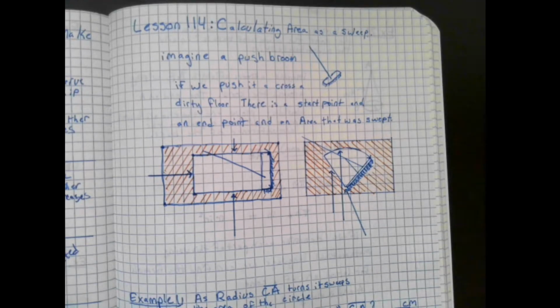Welcome to Saxon Math, Lesson 114, Course 3. Now, we're going to be talking today about calculating area as a sweep.